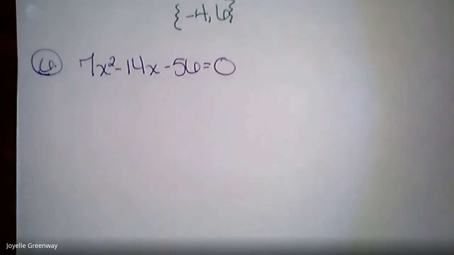All right, so the last one, number 6. I have 7x squared minus 14x minus 56 equals 0.